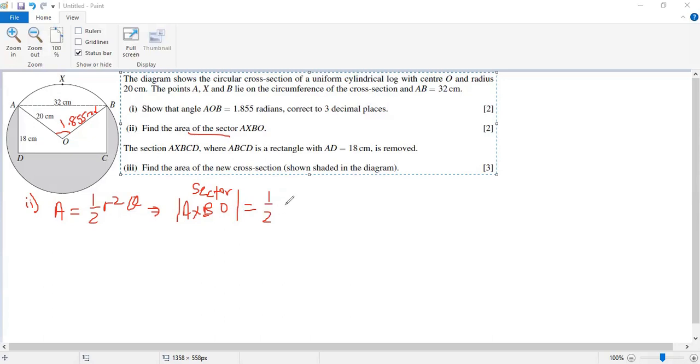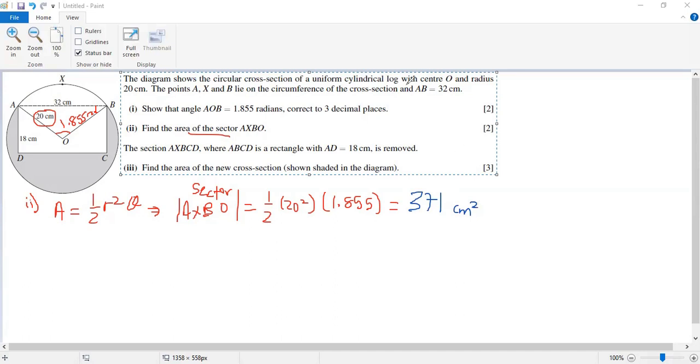Okay, so half, the radius is 20, the radius of a circle, OA. So we take 20 square, and the theta just copy from there, 1.855. This is in radians anyway. So we use the earlier part. Whatever approximation they have used in the question, please use that because the answer scheme would most likely follow like that. And then we get a nice number. See, they planned it out. It's 371. That's how you know that the area is 371 centimeters square.